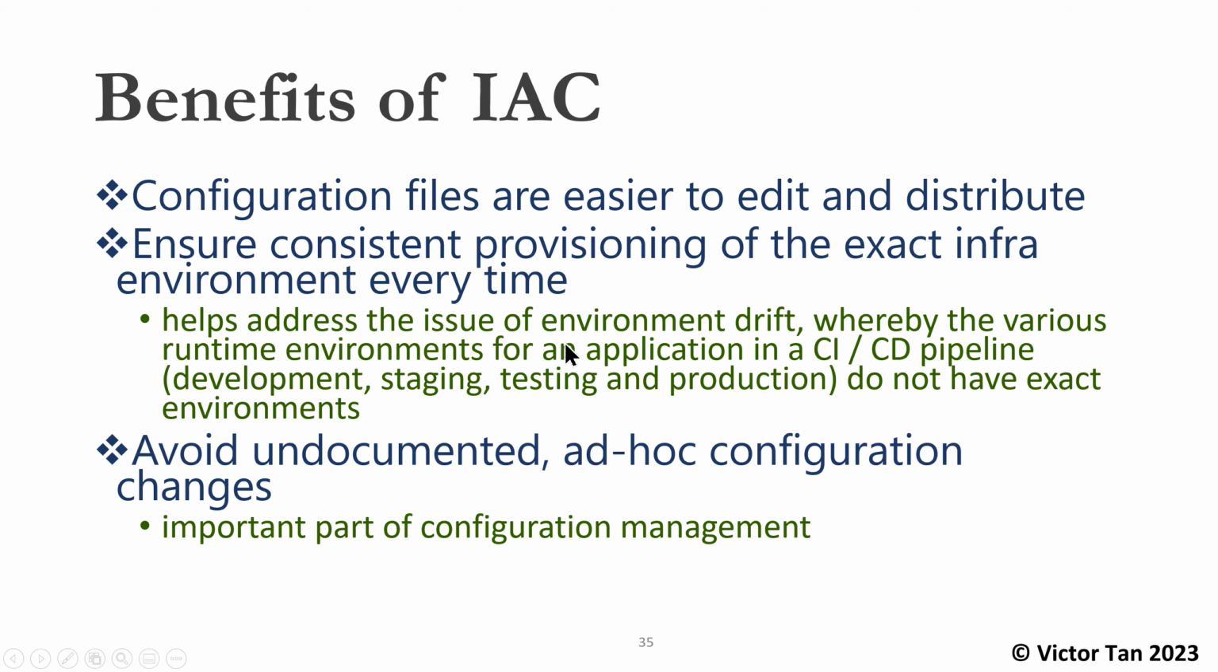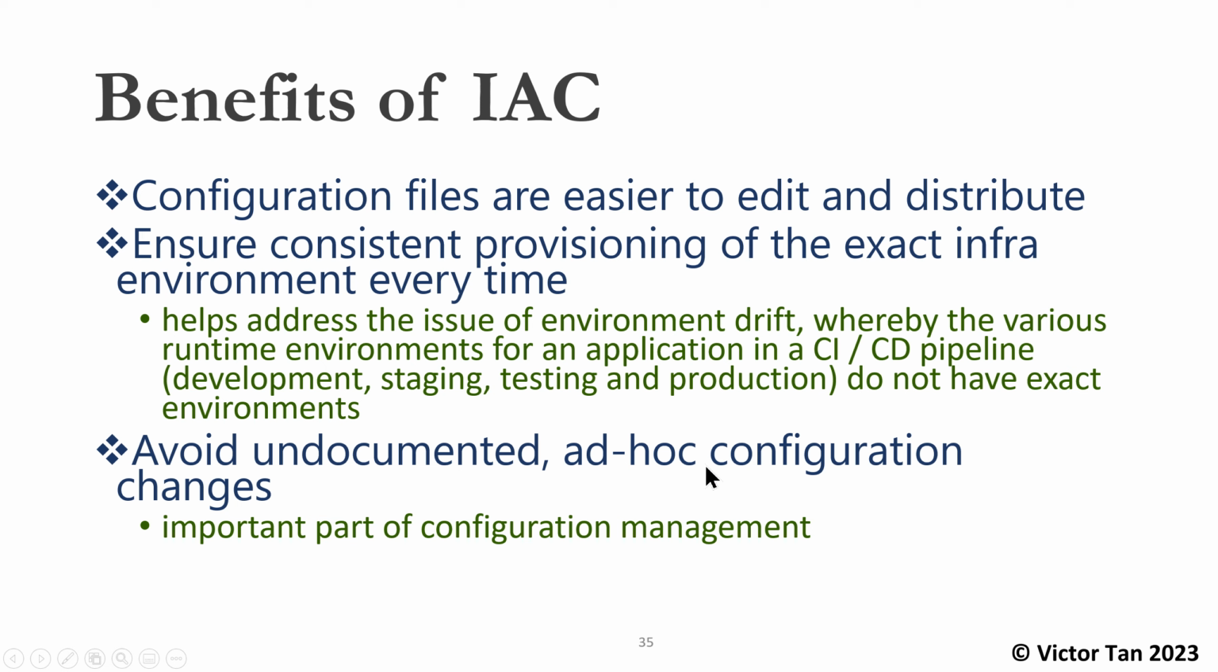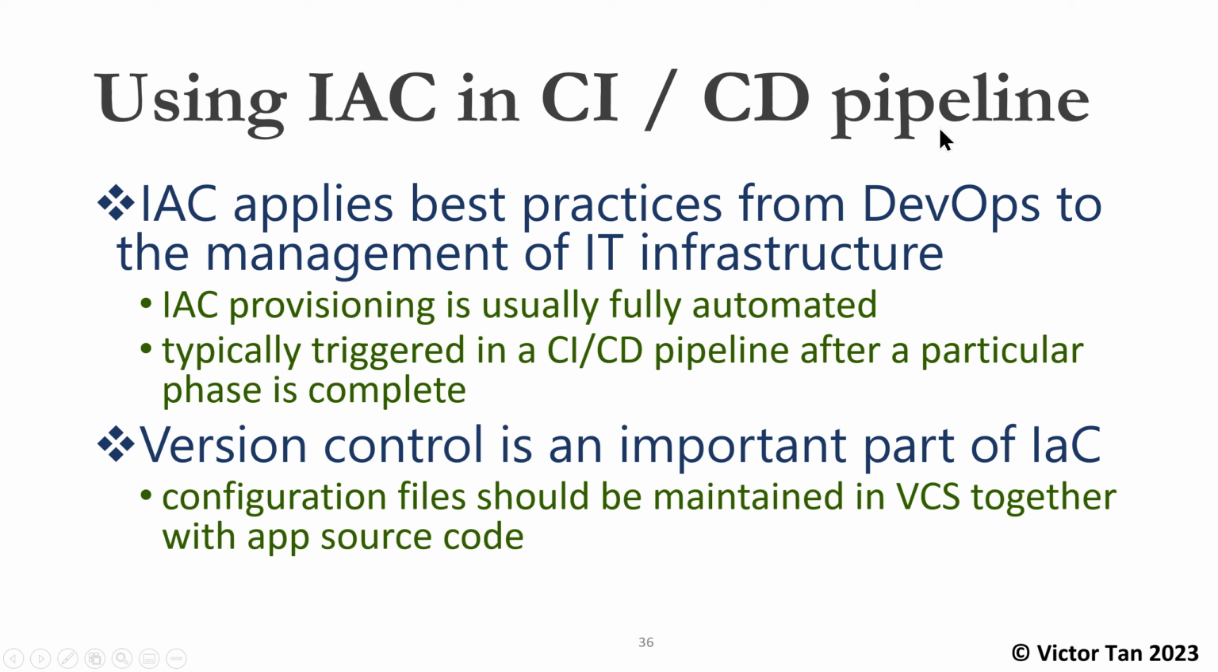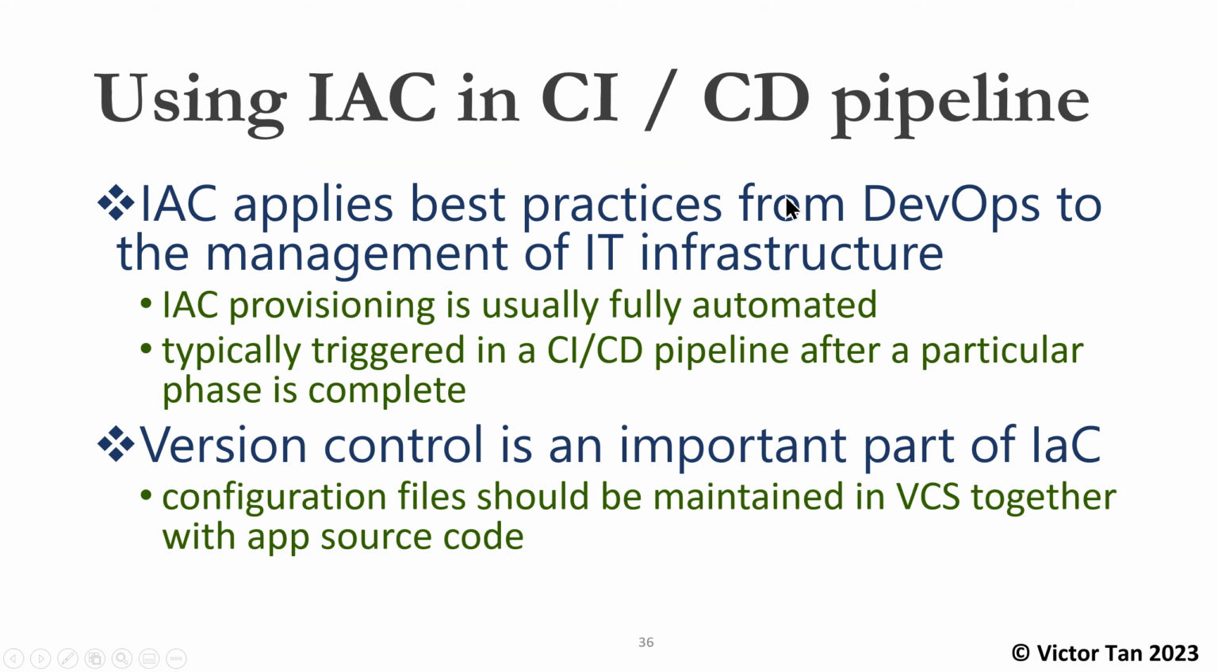right? So therefore, with the IAC that you're committing to version control, you will avoid all these undocumented ad hoc configuration changes. Okay, so IAC is a very important part of the CI/CD pipeline. It applies all the best practices from DevOps to infrastructure management. IAC provisioning is usually fully automated because all you need to do is take this file and send it to your automation server, for example Jenkins, and Jenkins will automatically spin up everything that is required. So that's very nice.